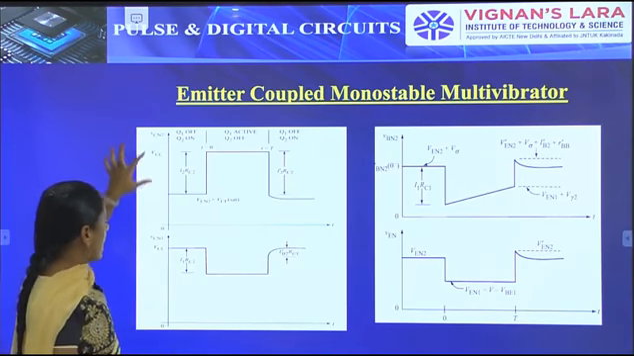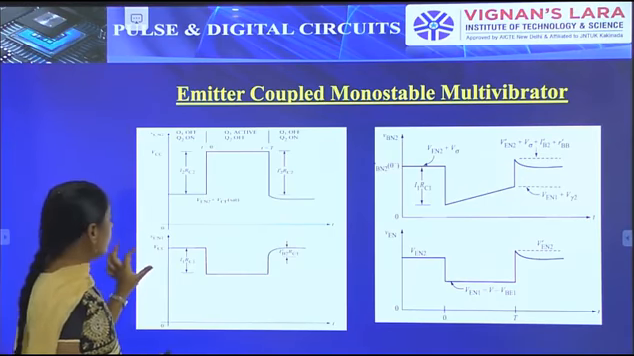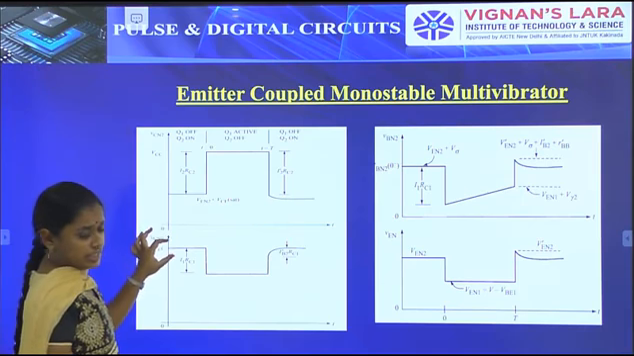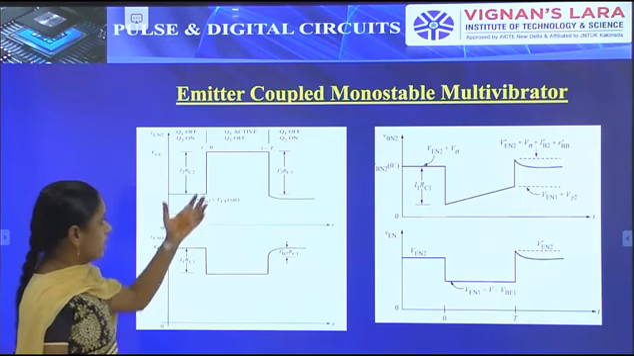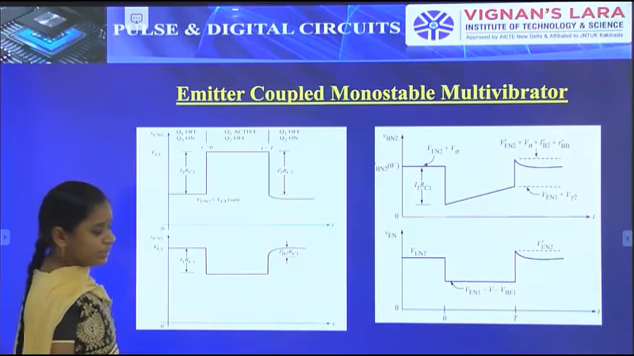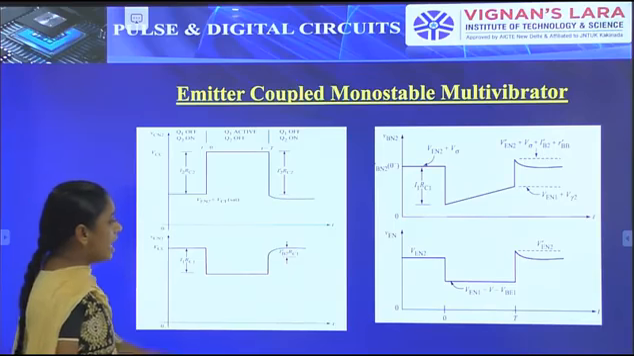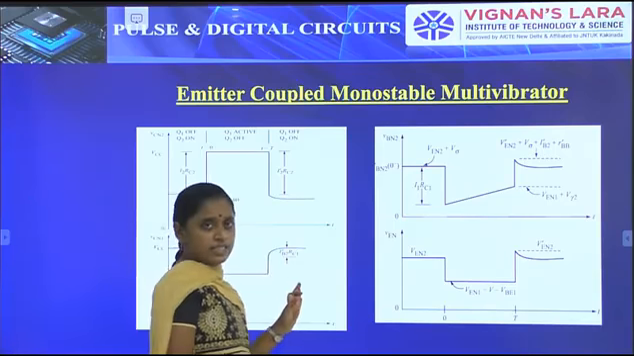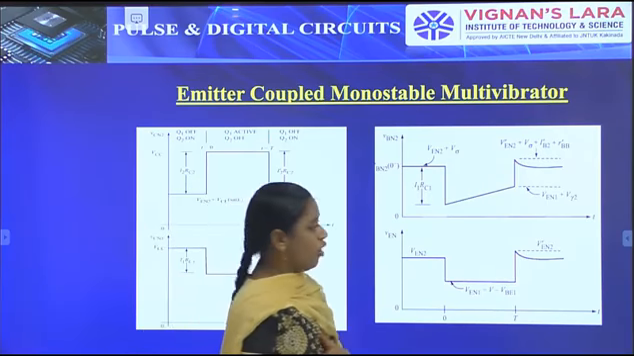That is, at transistor Q1 the initial voltage will be VCC. After that, when transistor Q1 goes to active region, the voltage will be VCE sat, and finally it goes to VCC again, nothing but it goes to off condition.